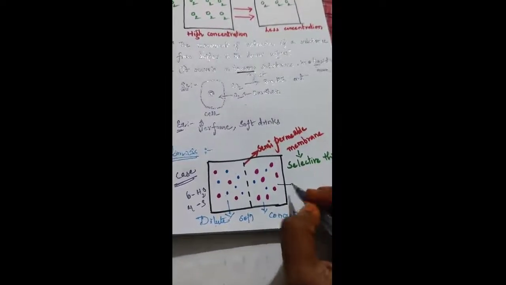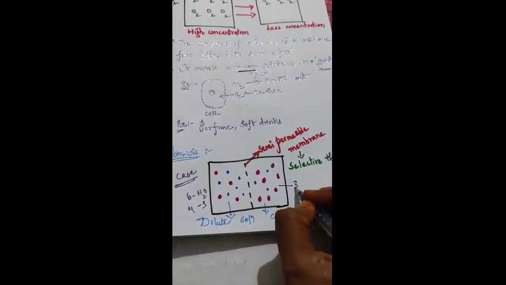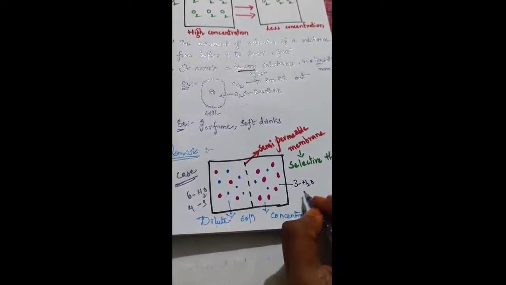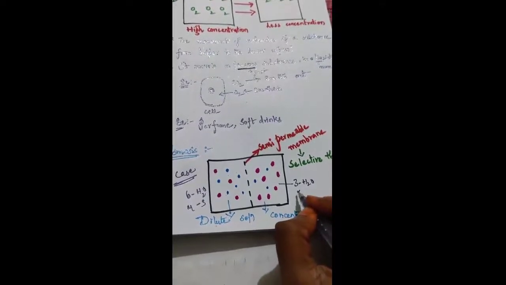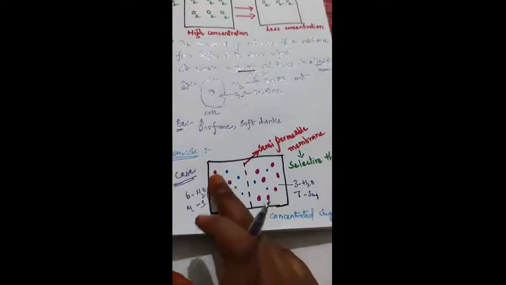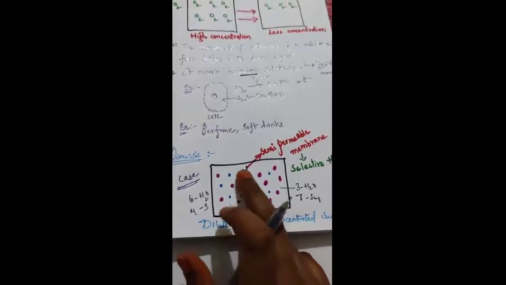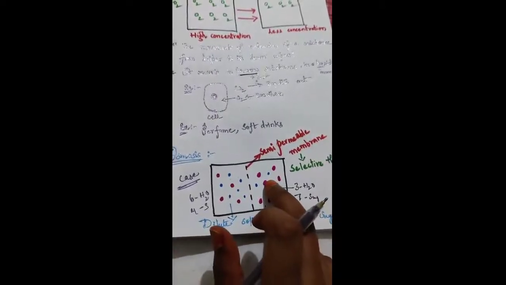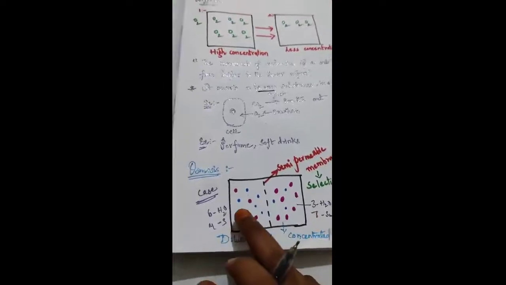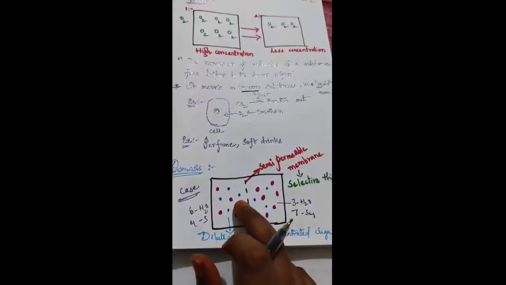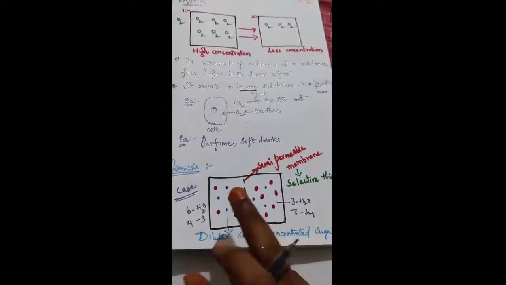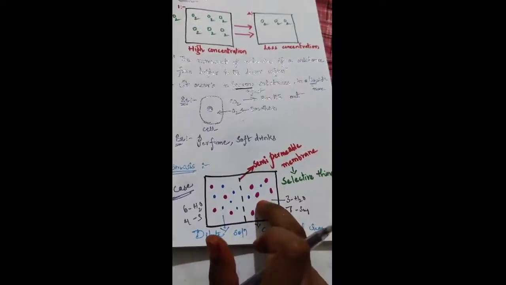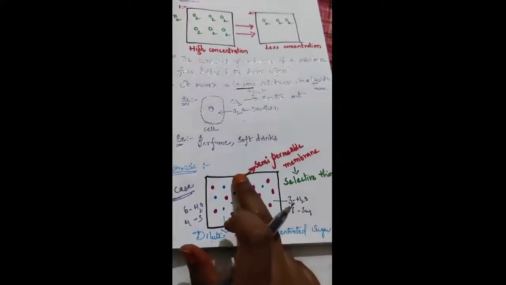Here you can see how many water molecules: only three water molecules. That means here you have a concentrated sugar solution, isn't it? And you have seven sugar molecules, isn't it? So that is why this water will move from one place to another place. From where to where will it move? The movement of molecules happens in a diffusion process, from dilute solution to the concentrated solution through a semi-permeable membrane.